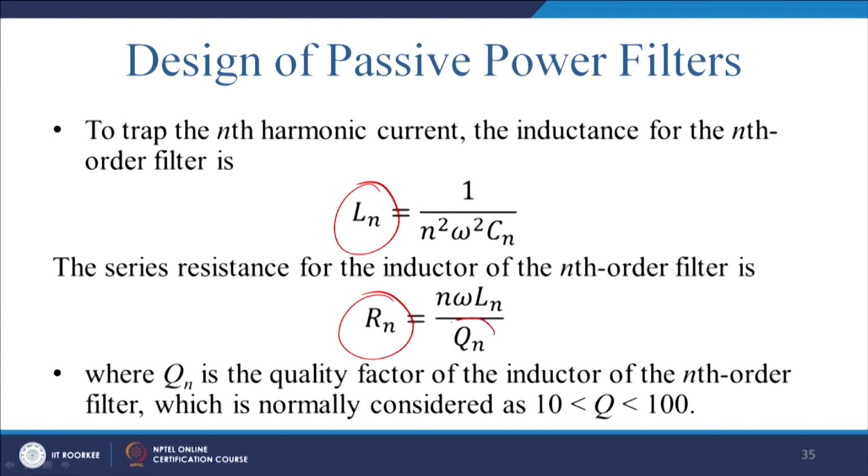Q is something that you will fix, and you go back to the value of R, where Qn is the quality factor of the inductor of the nth filter, which is normally considered to be 10 to 100, but generally it is 30 to 60. Now, how do you design an inductor? You get the value, let us say L and R. Then there are a few issues.